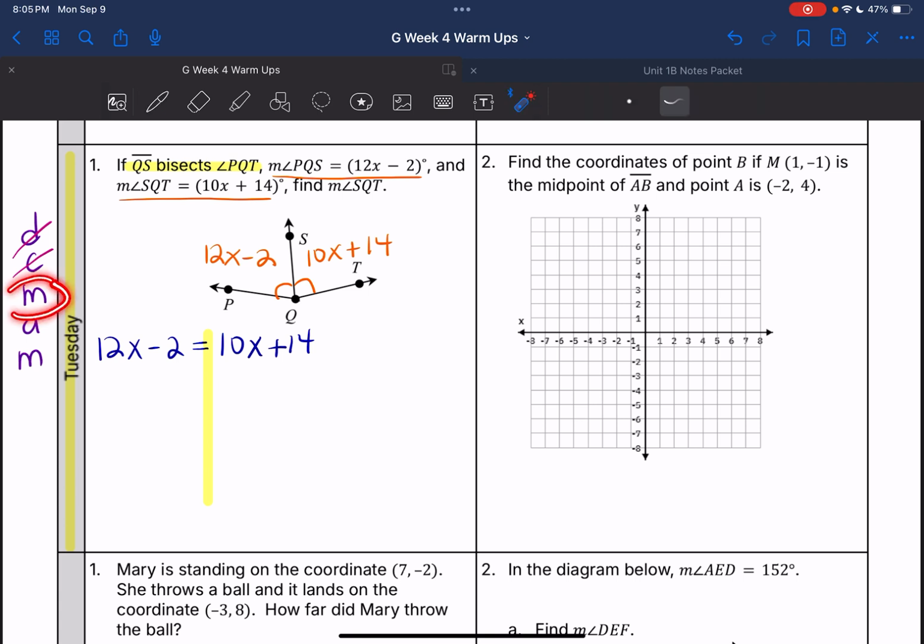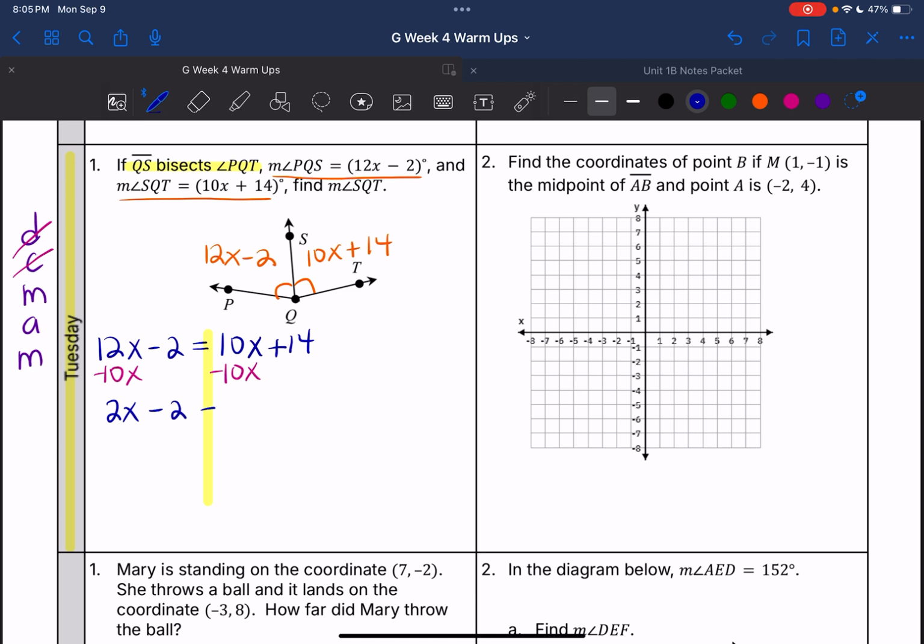The first one that actually does apply to us is M for move the variable. Variable is letter. And see how there's x's on both sides? So we want to move one of them. I like to move the smaller one. So 10 is smaller than 12. I'm going to move the 10. And we move it by doing opposite. Since this is a positive 10, we're going to subtract, which leaves us with 12 minus 10 is 2x.